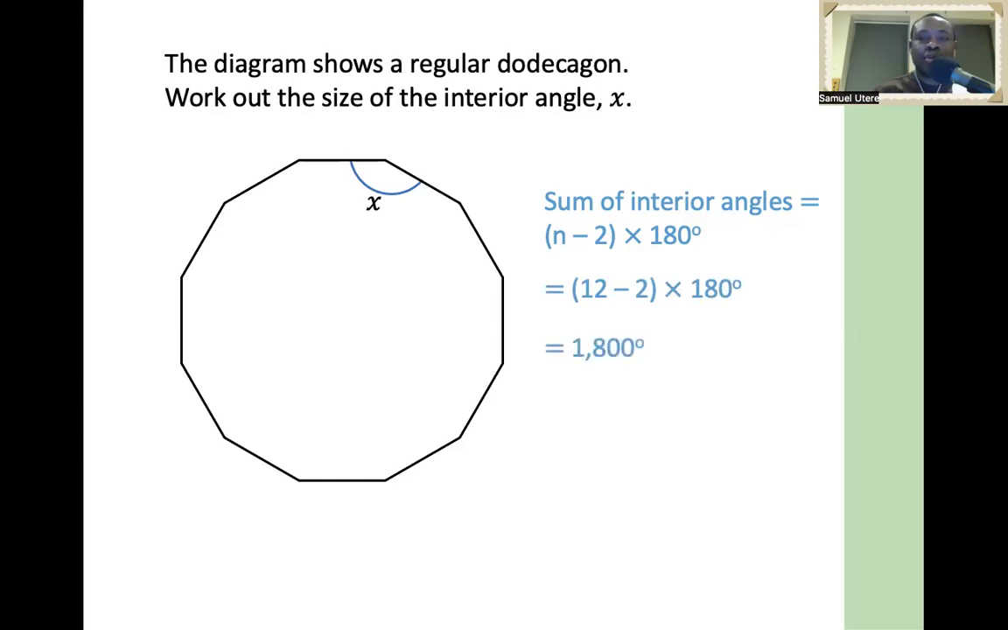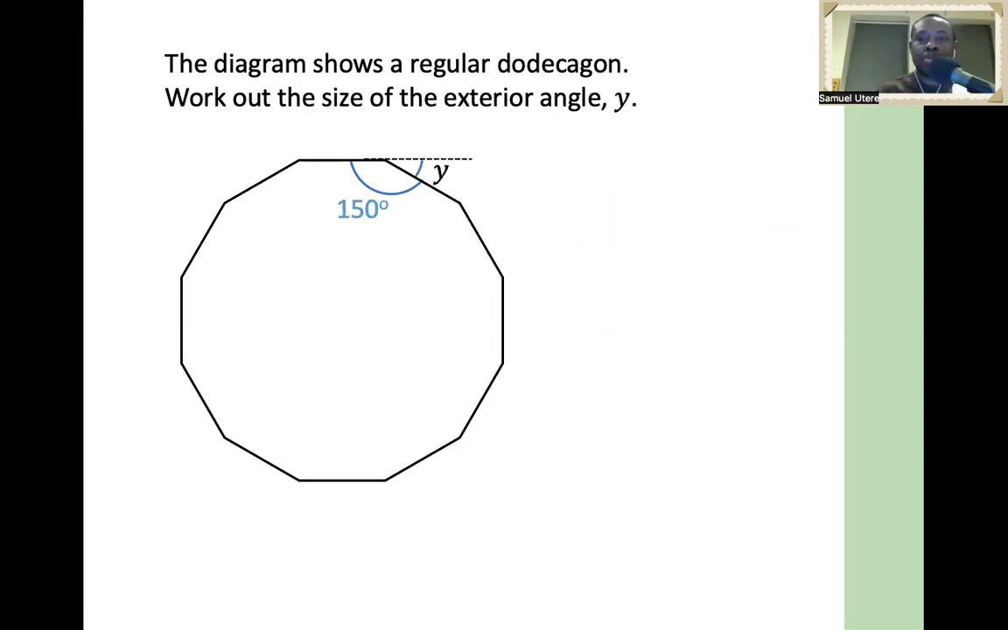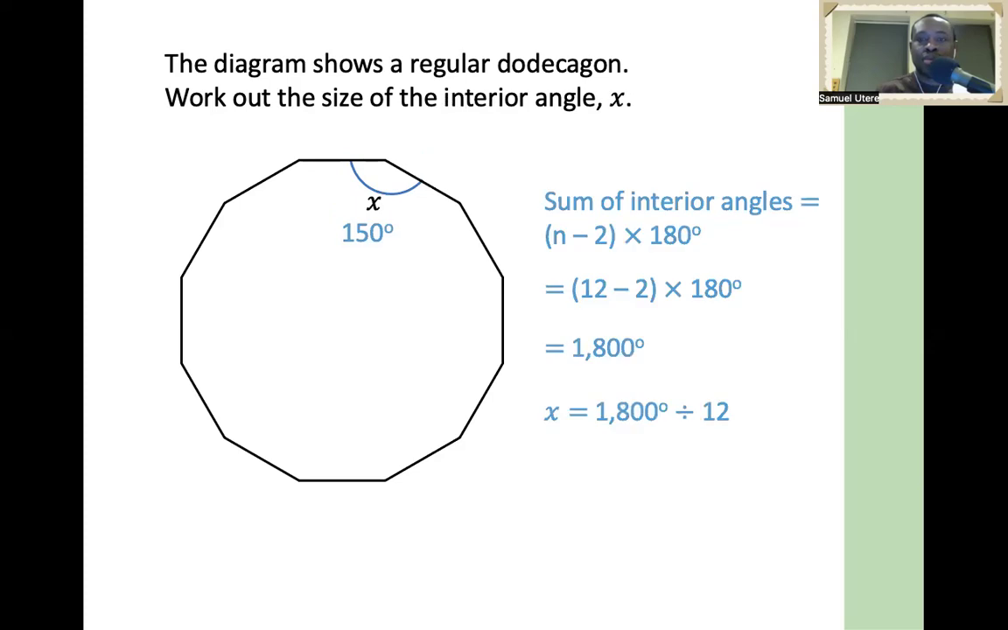1800 degrees. Now, this is the sum of 12 of the angles. So to get just one angle, we'll divide this number by 12, which will give us 150 degrees. Now, how do we find the exterior angle?